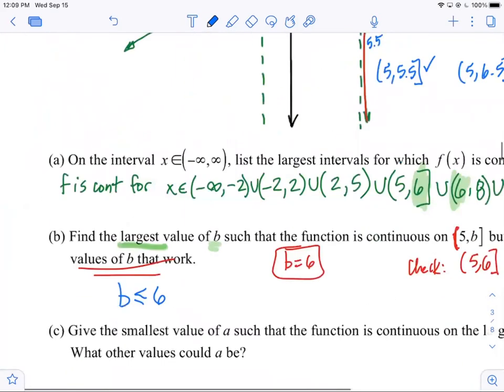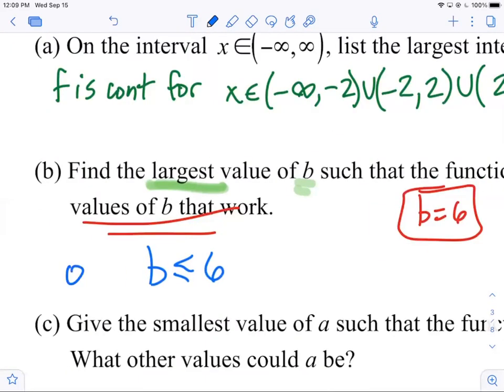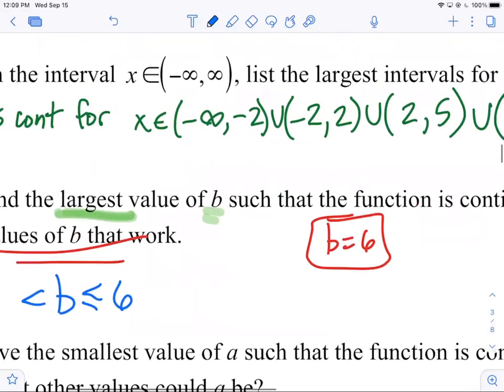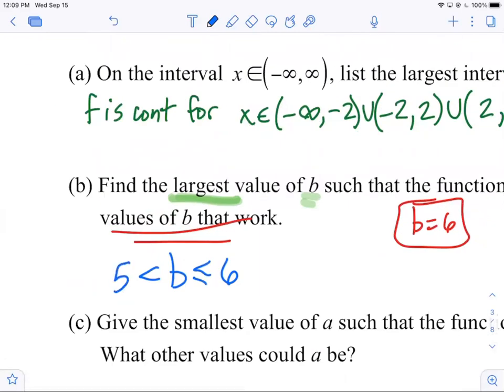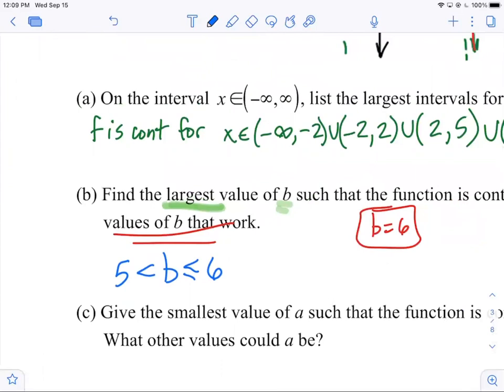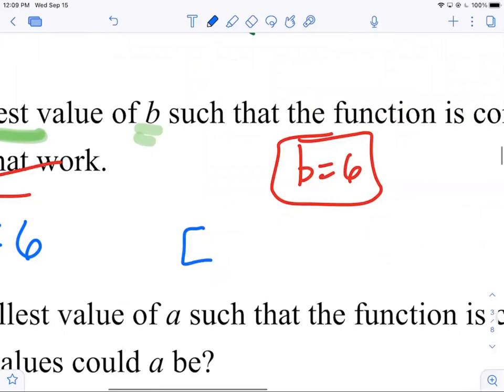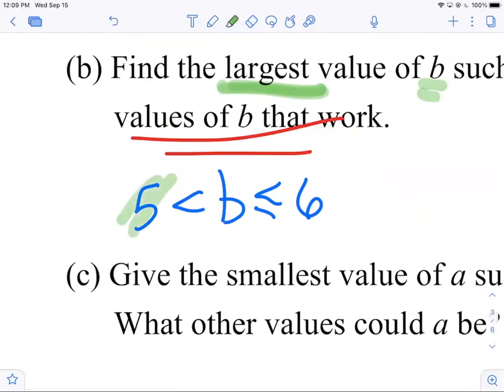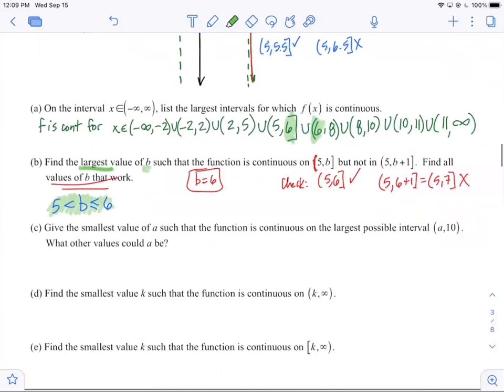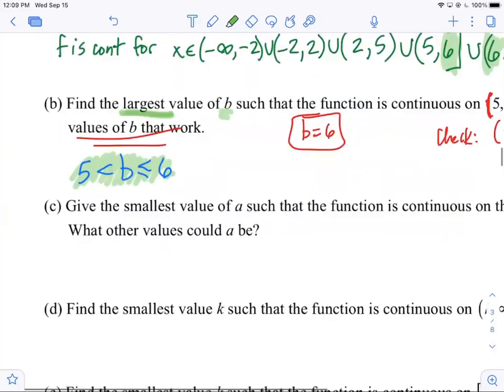So I guess now we're looking for a lower bound. Is it 0? 5. Yeah, it's 5. Now, can b actually be 5? No. Try it out. If b were 5, you'd be looking at the interval from 5 to 5. Is that an interval at all? No, that doesn't span anything. So, yeah. So here we go. These are all the values of b that make these interval criteria work, okay?